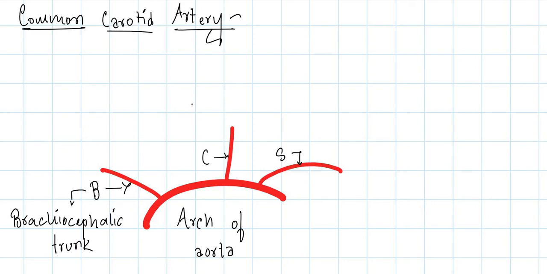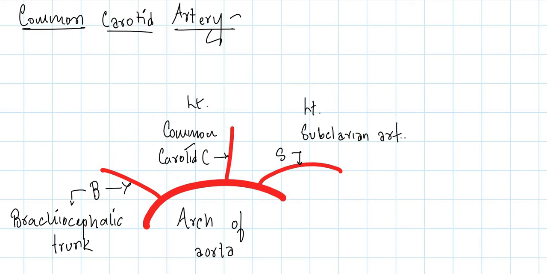C stands for, now this is on the left side, so this is the left common carotid artery. And this is also on the left side, the subclavian artery. So this is the left side subclavian artery.